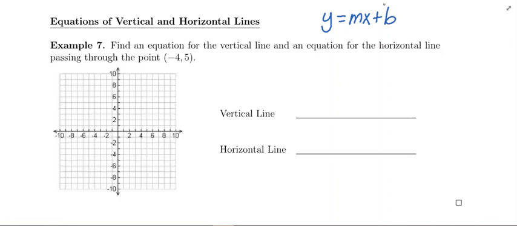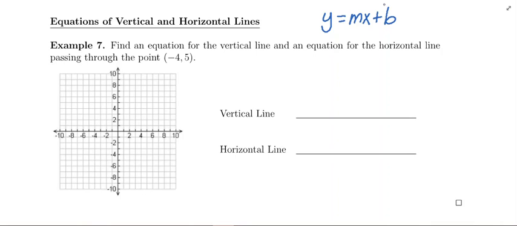You can do one of two things. You can either memorize the rule, like the equation of a vertical line is going to look like blah blah blah, or the equation of a horizontal line is going to look like blah blah blah. Or what I recommend is doing what I'm about to do in example 7. Draw a picture, and by drawing a picture, you can easily figure out the equation of the line. All right, so here we go.